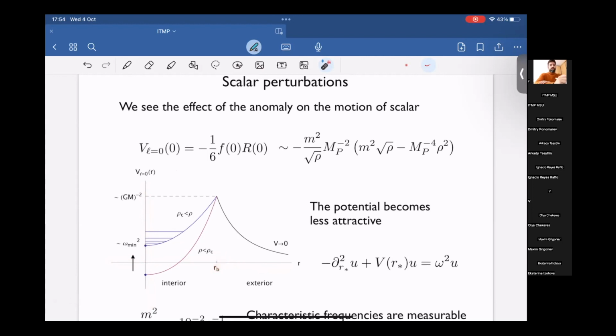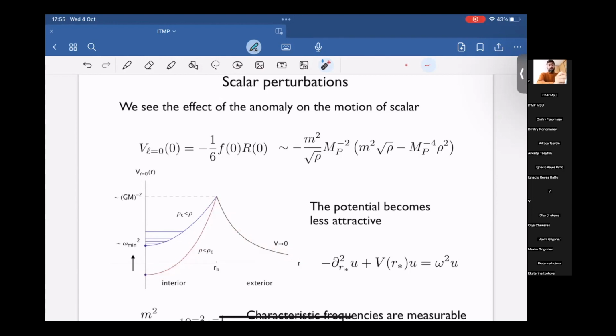Here is the surface of the star. So this is the potential for a scalar, just in the Schwarzschild vacuum geometry. That's the exterior of the star. This is the interior of the star. So generically, the potential is sort of trapping, right? Because it's attracting waves. This is just a schematic representation of this. And then it somehow matches the value at the surface, and then it drops to infinity.